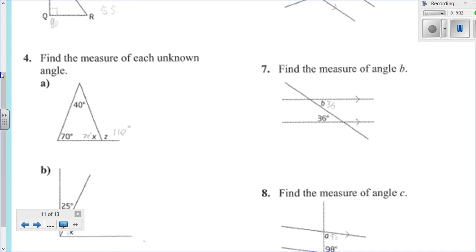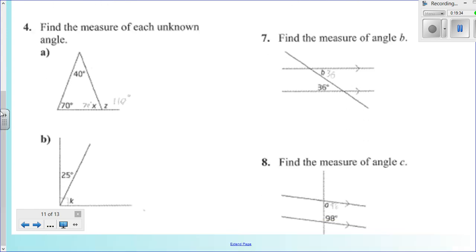And number 8, angle A is 82 degrees based on the fact that you have co-interior angles. So angle A and 98 degrees need to sum up to 180 degrees. So in order to find that 82 degrees, I just subtracted 98 from 180.